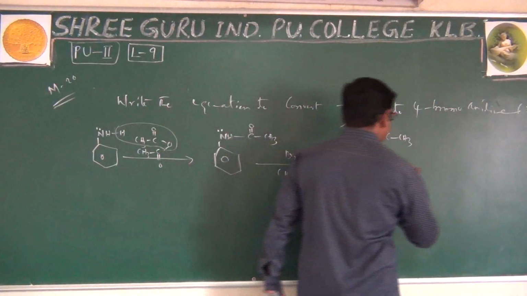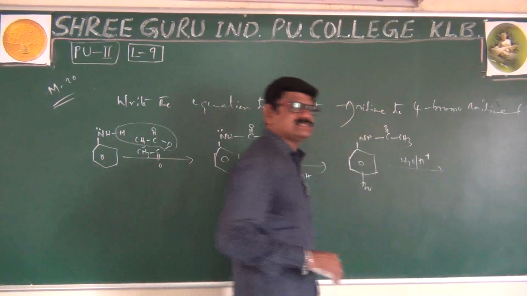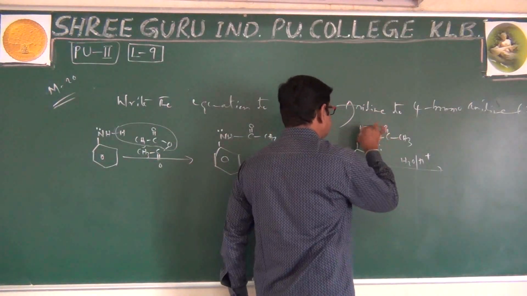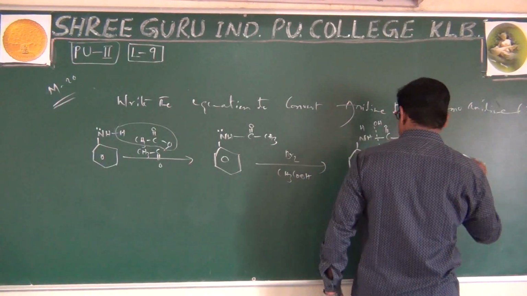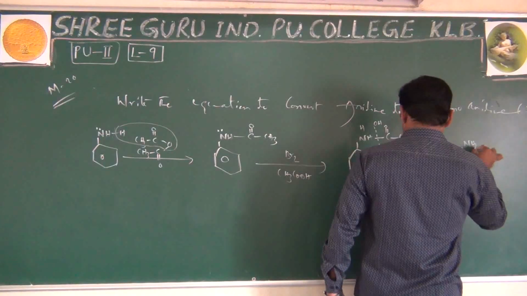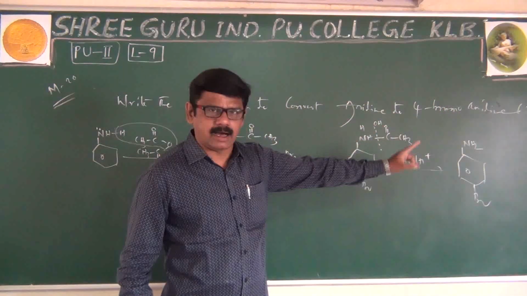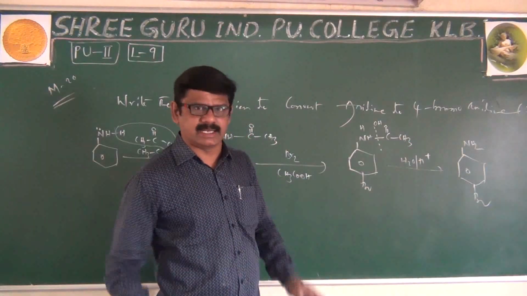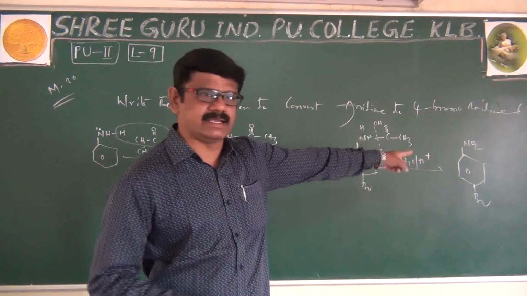But the question asks for para-bromoaniline, or 4-bromoaniline. So we do a hydrolysis process, in the presence of acid, and the amide bond breaks. You will get the required structure: para-bromoaniline, or 4-bromoaniline. Para-bromoaniline is the common name, and 4-bromoaniline, the IUPAC name, is obtained.